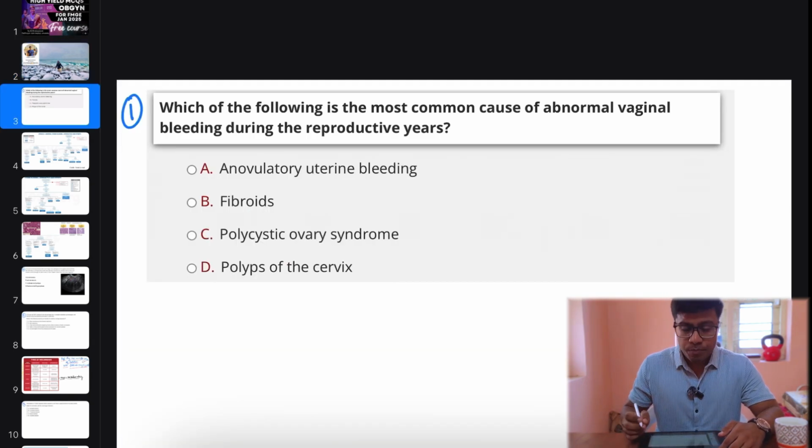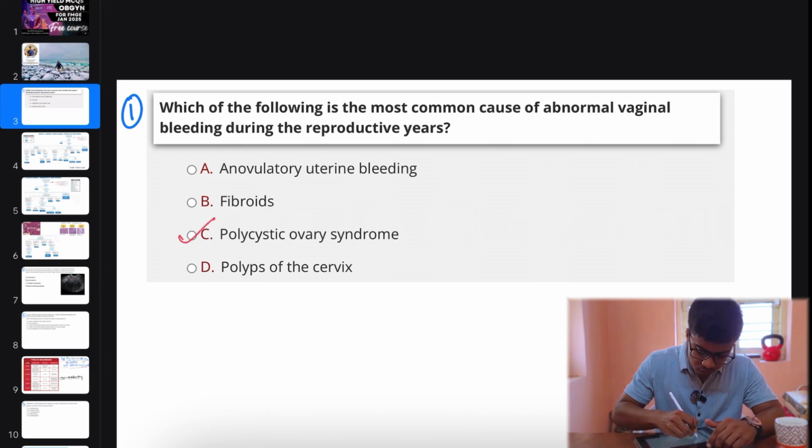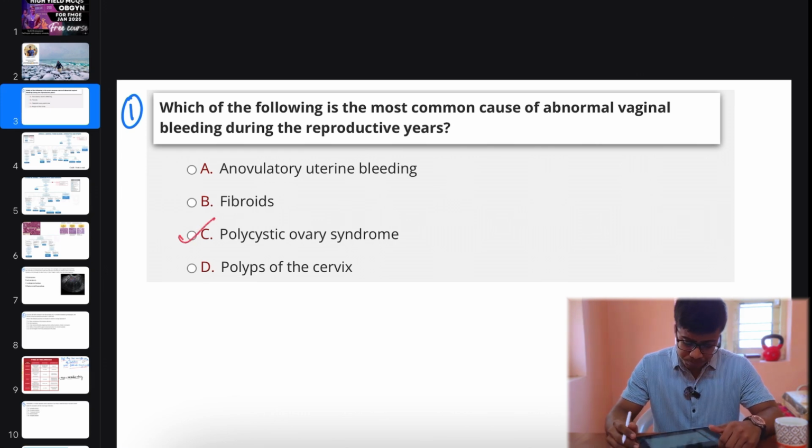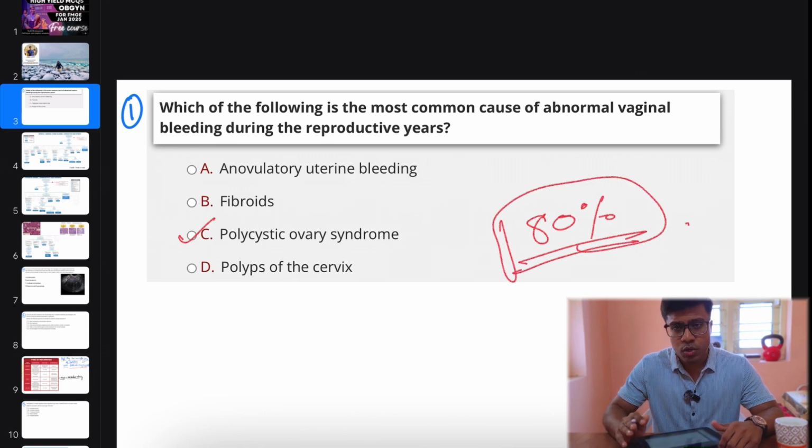Question number 1: which of the following is the most common cause of abnormal vaginal bleeding during the reproductive years? This seems to be a one-liner, but sometimes the MCQ comes in a clinical way and it gets difficult to solve. The answer for this question is very simple. It's polycystic ovarian syndrome. In 80% of cases it's polycystic ovarian syndrome. This is the factual data you have to learn.